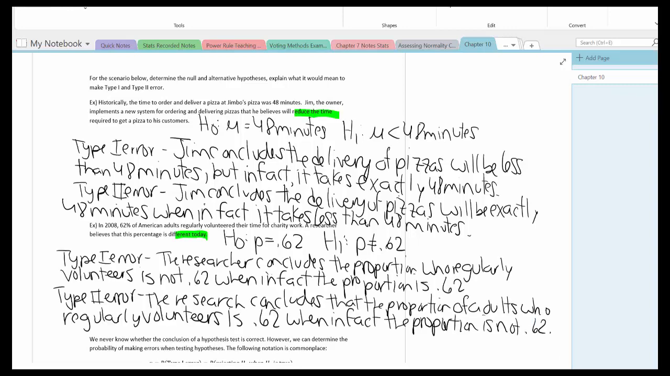Type 1 error would be as follows. The researcher concludes the proportion who regularly volunteers is not 62%, when in fact the proportion is 62%. Type 2 error: the researcher concludes that the proportion of adults who regularly volunteers is 62%, when in fact the proportion is not 62%.